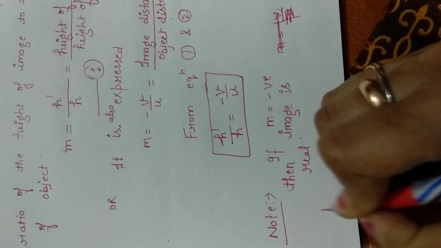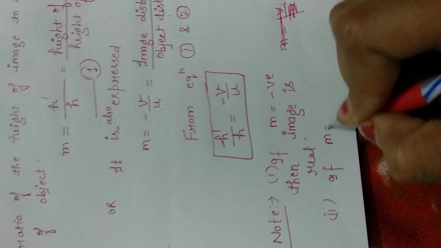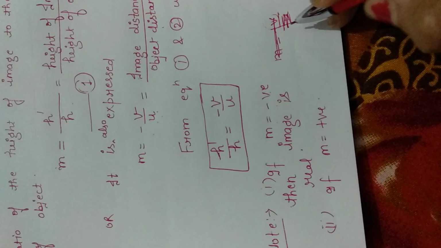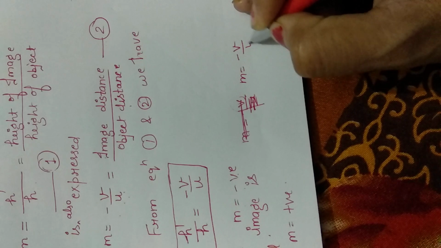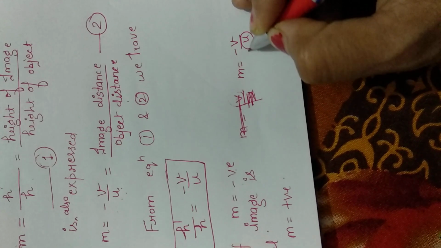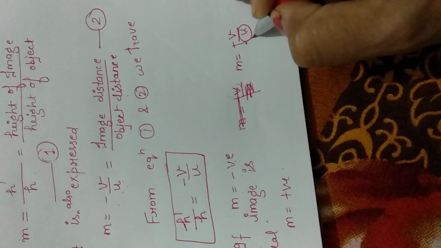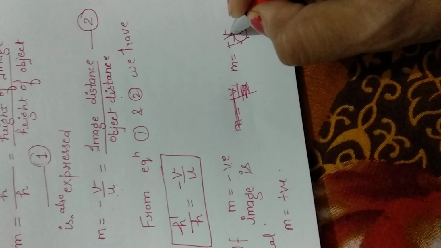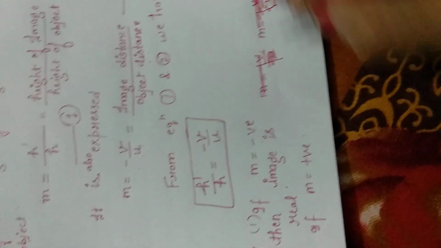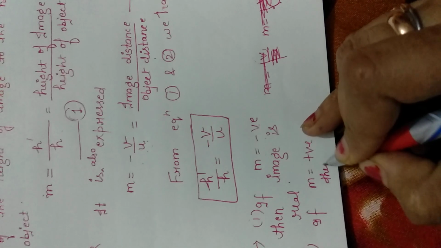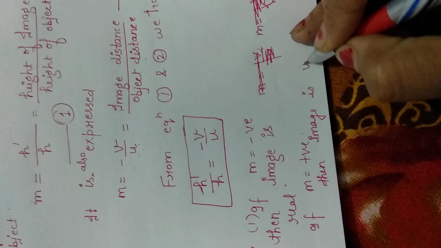And second note, if you have taken m to be positive, then what happens? Again, take this example, m is equals to what? It is minus v upon u. u is always negative. So if you are going to substitute minus 3, minus 4, minus 5, this minus sign will get cancelled out. You are getting m is equals to plus v, and plus v means on the right hand side, that means a virtual image is formed. So if m is equals to positive, then the image is virtual.